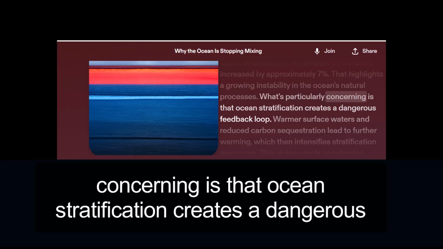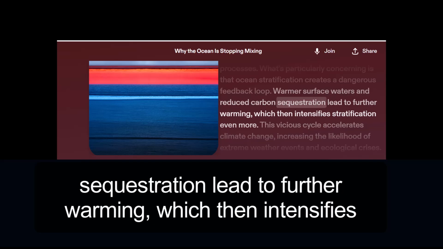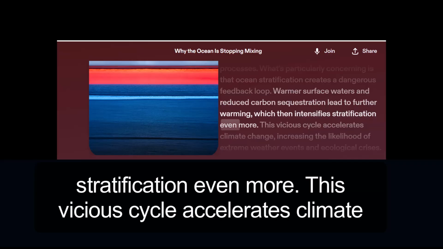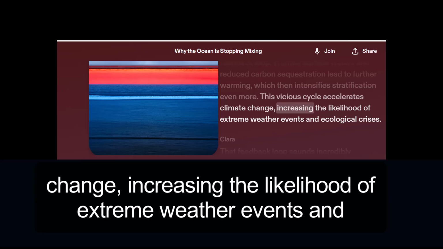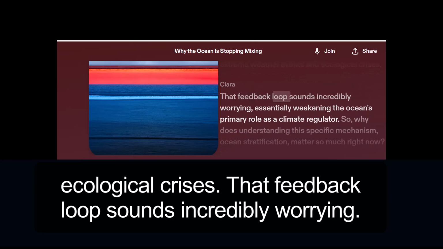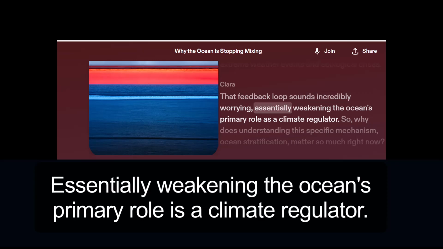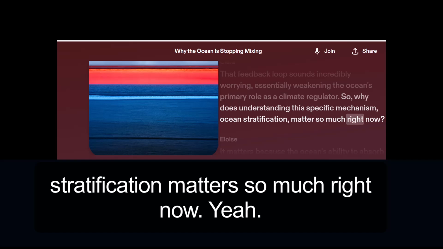What's particularly concerning is that ocean stratification creates a dangerous feedback loop. Warmer surface waters and reduced carbon sequestration lead to further warming, which then intensifies stratification even more. This vicious cycle accelerates climate change, increasing the likelihood of extreme weather events and ecological crises. That feedback loop sounds incredibly worrying, essentially weakening the ocean's primary role as a climate regulator. So why does understanding the specific mechanism, ocean stratification, matter so much right now?